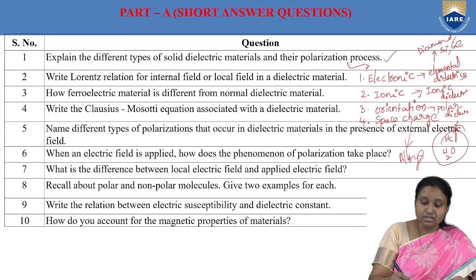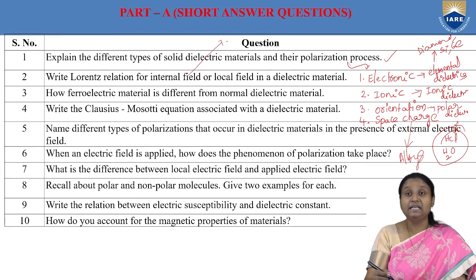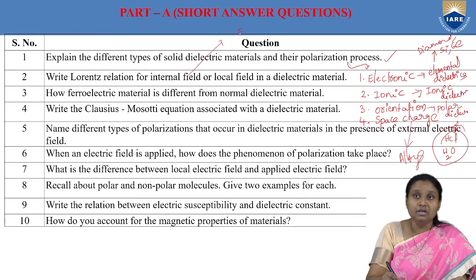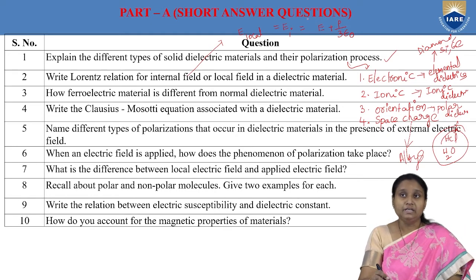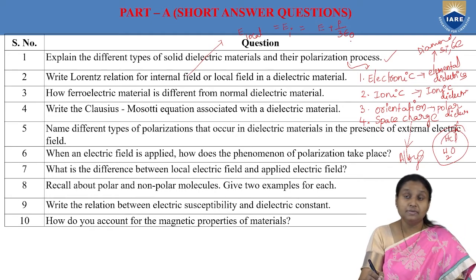Next: write the Lorentz relation for internal field or local field. The local field, which can also be represented as E_i, is given as E plus P by 3 epsilon naught. This is the relation, where E is the applied electric field, P is the polarization vector, and epsilon naught is the permittivity of free space.